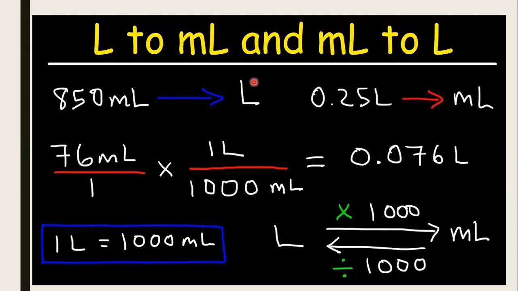Okay, here is one more example. You can see liters into milliliters, and milliliters into liters. The first one is liter into milliliter, and the second one is milliliters to liter. 850 milliliter, so we have to convert milliliters into liters. That's why we do the division. The second one is, if we have a number in liters and we have to convert it into milliliters, we have to do the multiplication. 0.25, we multiply 0.25 by 1000.